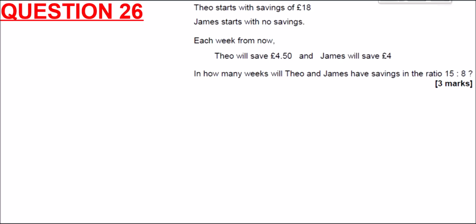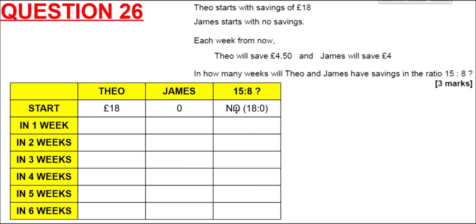So there is quite a complicated algebraic method you could use, which I'm not going to mention and I'm not going to go into. My strongest recommendation for you would be a type of trial and improvement approach. And just to think it through, there's a table of values. So start off with what the question says they start off with, where Theo's got £18 and James has got 0. Then build up the amounts week by week and see each week if the ratio is 15 to 8 yet.